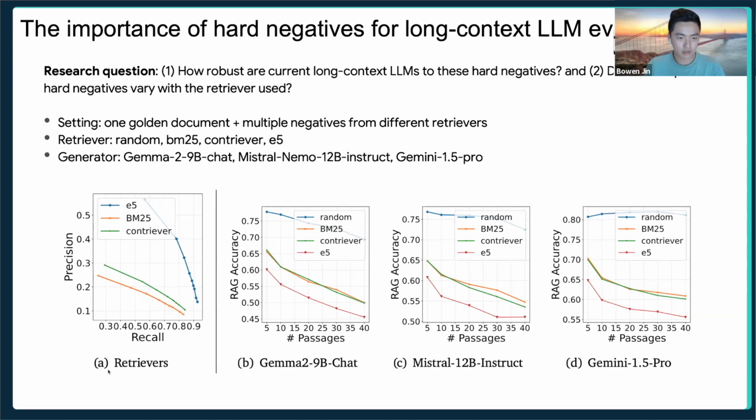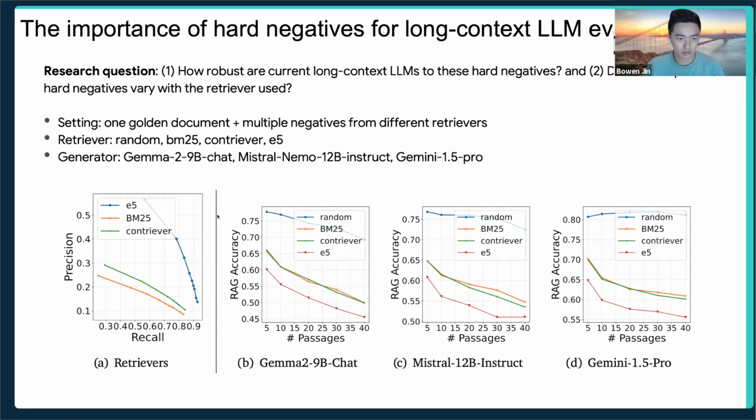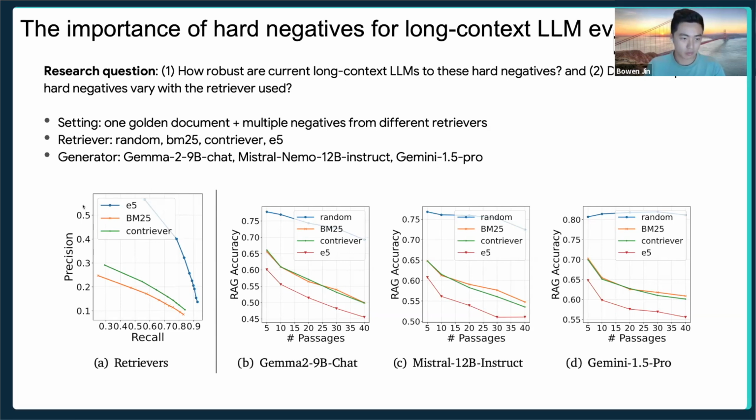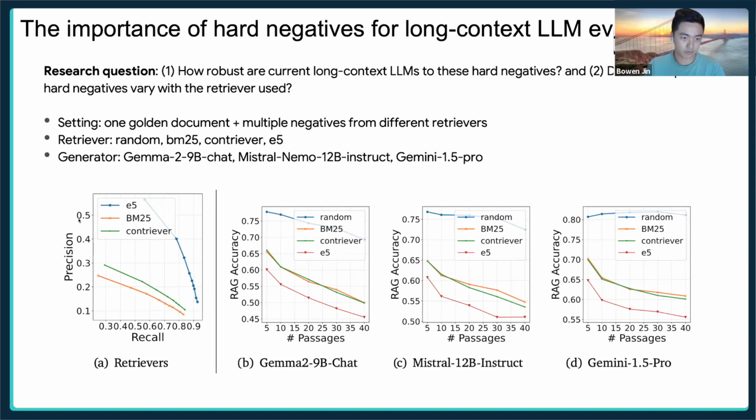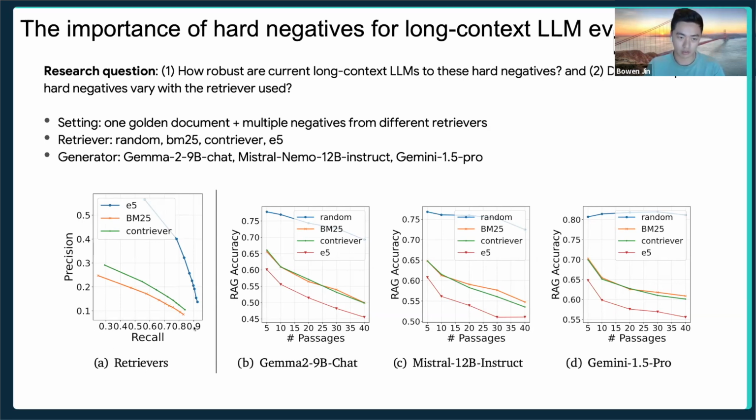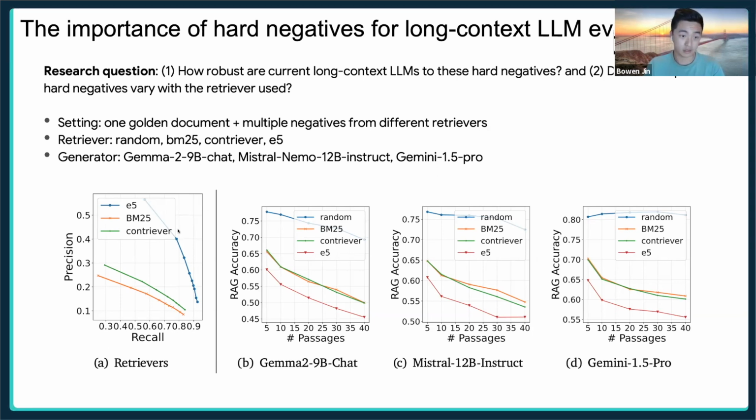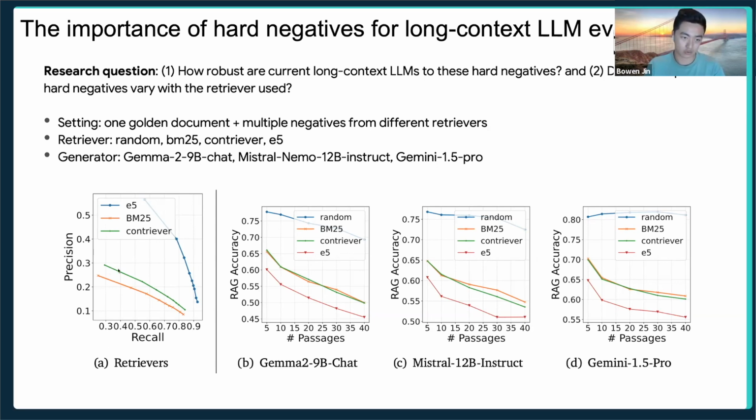We would like to show the capability of different retrievers on the left subfigure. So the y-axis corresponds to the precision of the retrieval, and the x-axis corresponds to the recall of the retrieval. So the more the curve is on the upper right side, the better the retriever is. So we can see that in the Natural Questions dataset, E5 is the best retriever, Contriever is second best, and BM25 is the third best performing retriever.